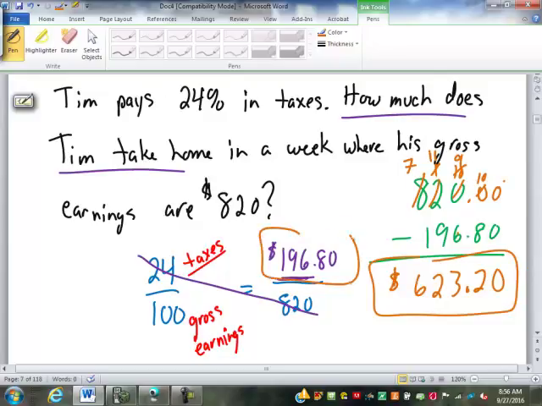So we found the taxes, but we had to remember that that's not what we were looking for. We had to take the taxes out of his gross paid. We wanted how much was left over after the taxes were taken out. Does that make sense now, Scott? Yeah. Okay.